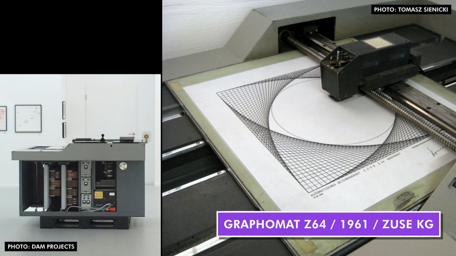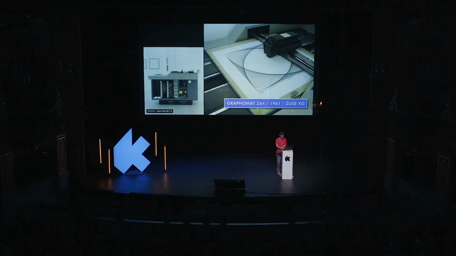So looking further back in history, there is a second inspiration. This is the Graphomat Z64, built by the company of Konrad Zuse in 1961. This was the first pen plotter, so this is actually the invention of the pen plotter. Was widely used by the pioneers of generative art. And it has this classical XY design, and I actually stole the name and the design principle from this machine.